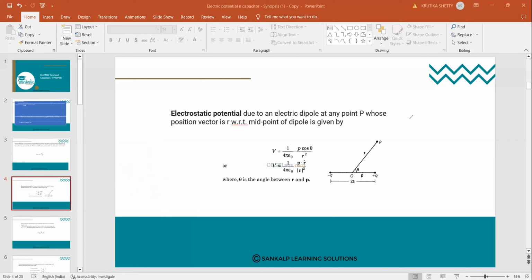the equation: potential V is equal to 1/4 pi epsilon naught P cos theta divided by R square. This is our formula. Okay.